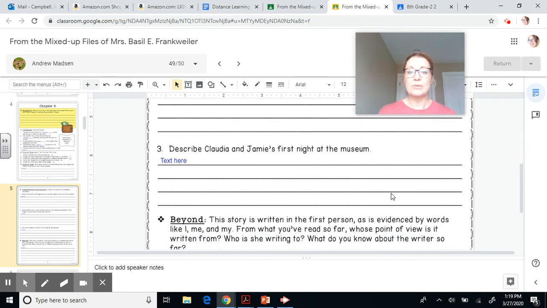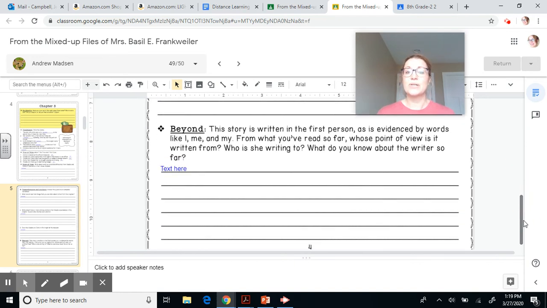3, describe Claudia and Jamie's first night at the museum. So use descriptive words from the text. This should not be, it was a dark night. Okay, but that's not really describing. Describing is sensory answer. What do they see, hear, smell? Okay, what were they feeling? Those would be some things you need to address there.